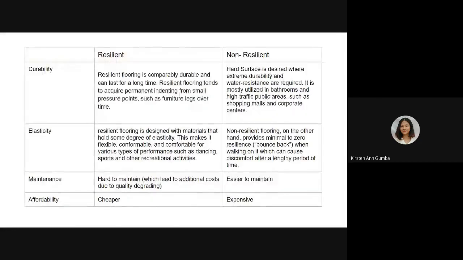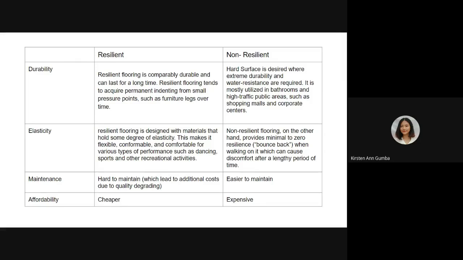Next slide. So here we have comparison points which can help us further distinguish resilient and non-resilient flooring materials. For durability, resilient flooring is comparably durable and can last for a long time. However, these materials are more susceptible to scratching and denting. Resilient flooring tends to acquire permanent indenting from small pressure points, such as furniture legs, over time.